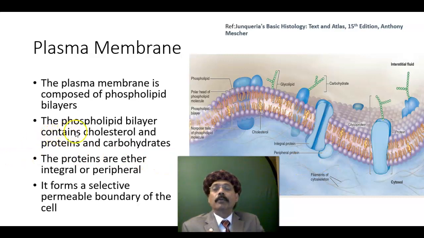The phospholipid bilayer contains cholesterol and protein. We have the cholesterol here, and protein. We have the integral protein, peripheral protein, and we also have connection of carbohydrate. Carbohydrate may be connected to the protein, or it may be connected to the phospholipid. So it forms a selective permeable boundary of the cell.